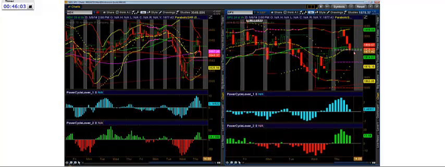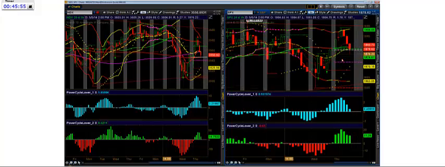These support levels you're seeing here are the weekly levels: last week's close, high, and low. I have these in my model too. These are automated, so it's a lot of good information that I can see quickly.